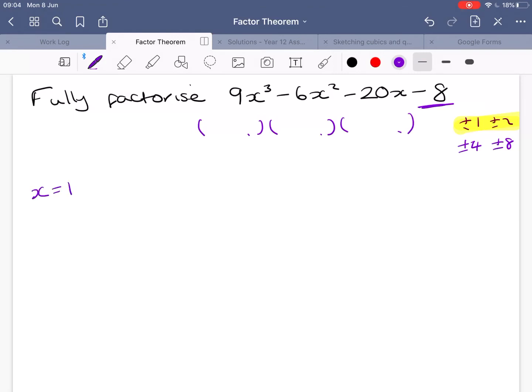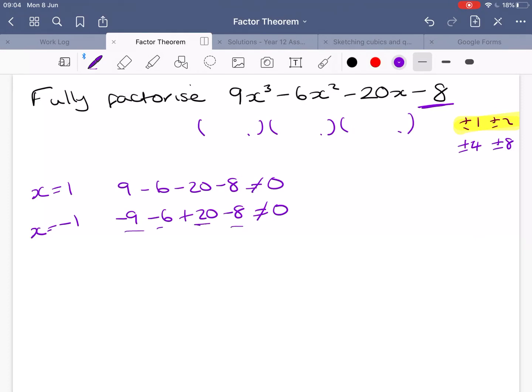So, as always, start with the 1. And I've got 9 minus 6 minus 20 minus 8. Well, I'm not even going to work it out. I can see it doesn't equal 0. x equals minus 1. 9 lots of minus 1 cubed is going to be minus 9, minus 6, plus 20, minus 8. Again, that does not equal 0. The way I do that quickly is I look at all the positive ones and I've got 20, and I look at all the negative ones and think, do they equal 20? And the answer is no.